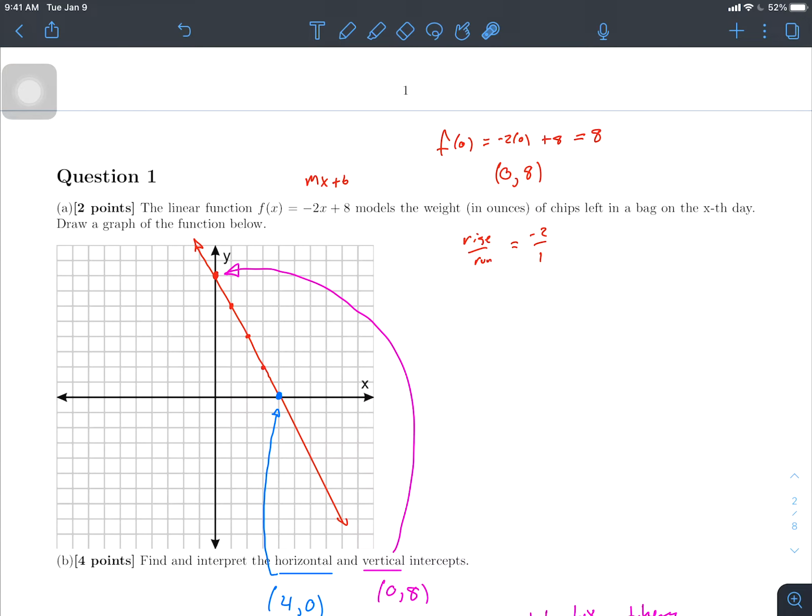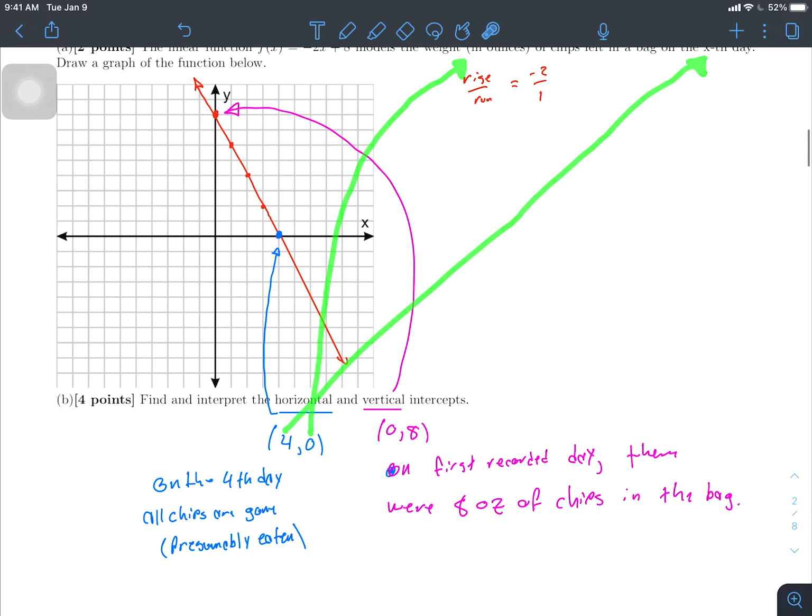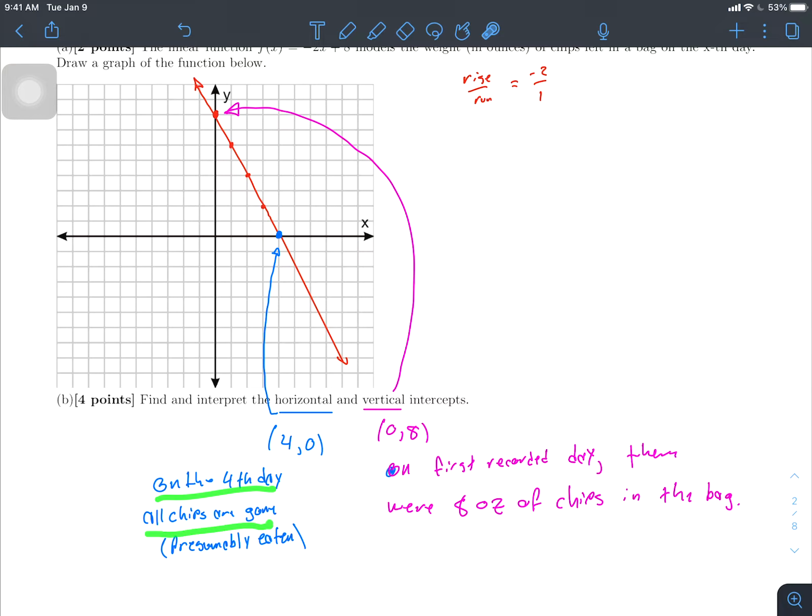Okay, so now we're supposed to interpret them. Well, what I want to think about is, what do x and y mean in the problem? Well, the x value is the day that we're on, and the y value is the weight of chips left in the bag. So if I interpret the first one, it's telling me that on the 4th day, there are 0 ounces of chips left in the bag. Okay, so I wrote that down. On the 4th day, excuse me, all chips are gone. Presumably they were eaten.